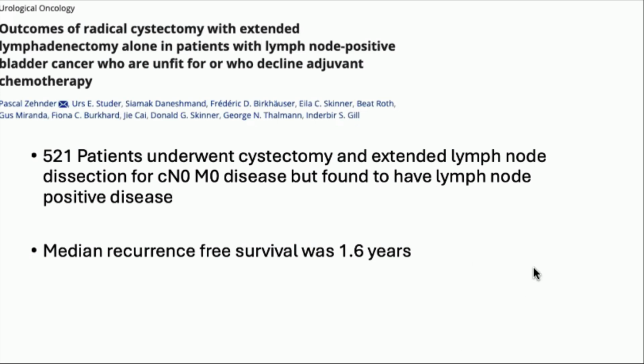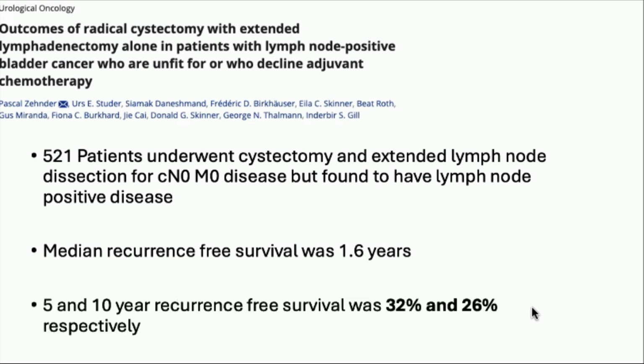They found that the median recurrence-free survival was only 1.6 years in this population. And when they looked at 5 and 10-year recurrence-free survival, it was 32% and 26%. And this was looking at patients who actually have pathologically nodal disease. So the authors concluded from this study that up to 25% of patients at 10 years follow-up with documented lymph node metastatic disease did not receive adjuvant treatment, but still were recurrence-free, meaning that the lymph node dissection might have been curative in these patients.